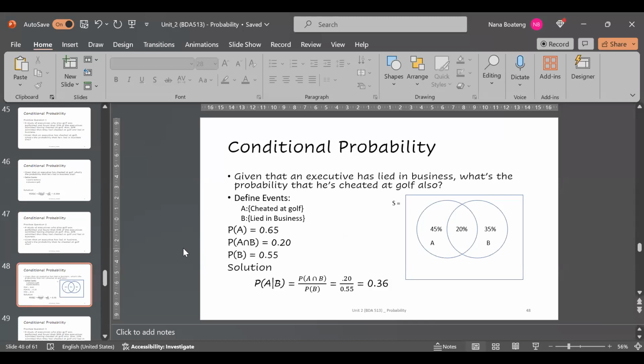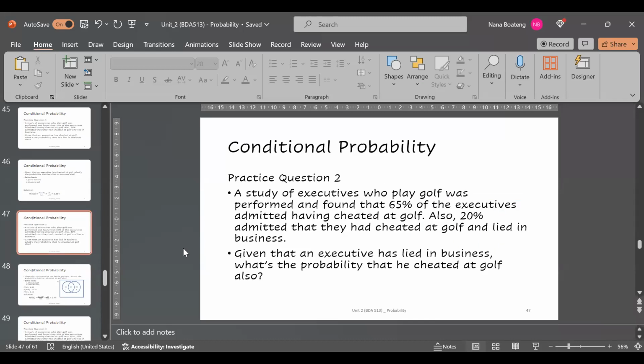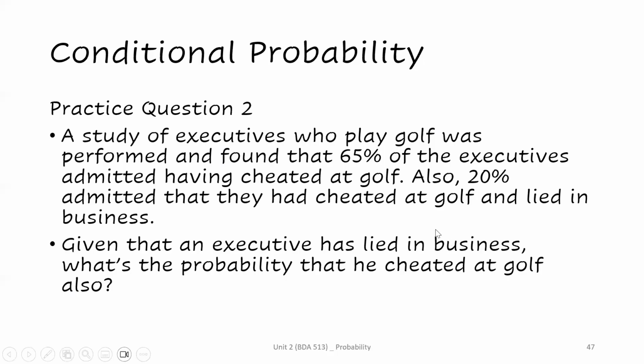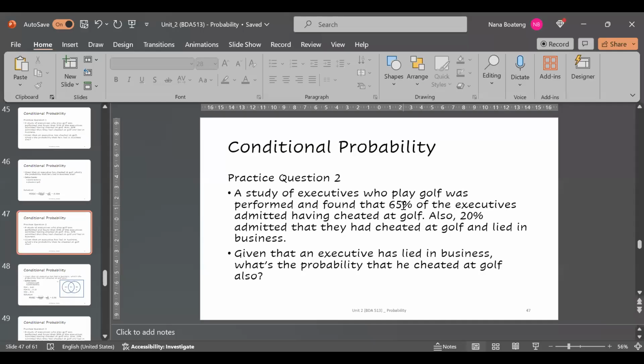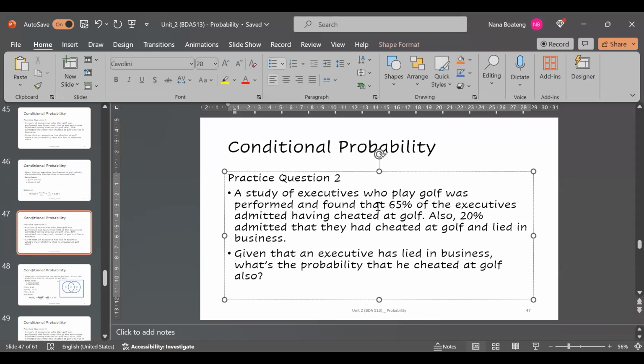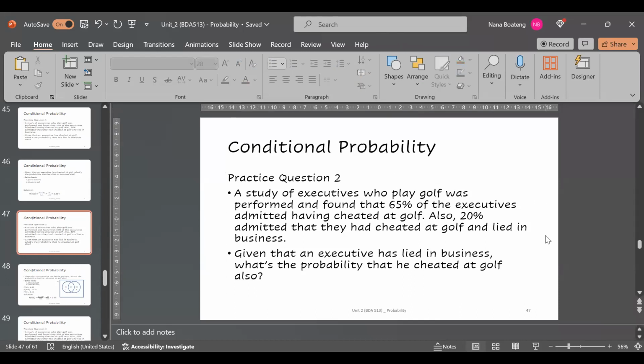Nana. Yeah. Please, are you asking a question? Yes. So please, the second bullet. Shouldn't it be given that an executive has cheated at golf? Yeah, that's what we are working on. Hello, Nana. Hello, Emmanuel. Yes, I just want to try. Yes, go ahead.